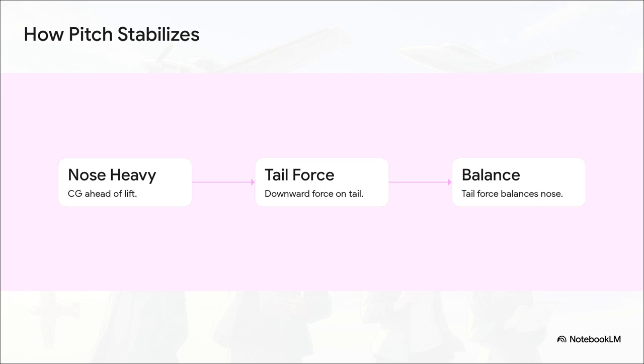Plus, when your speed increases, the air rushing over the wings creates a stronger downwash that hits the tail, pushing it down even harder and pitching the nose up to safely scrub off that excess speed. It's an incredibly clever self-correcting system.